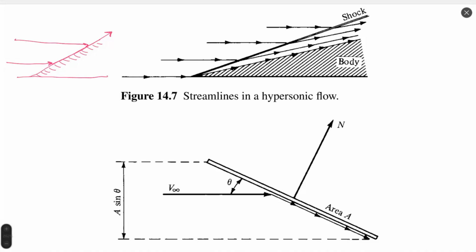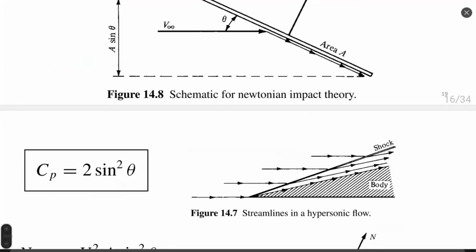Of course, we know that it's totally wrong for subsonic and supersonic flows, but this approach can be used for hypersonic flow because the shock wave angle and the body angles are close to one another. So we can use a similar approach to calculate streamlines or flow properties in hypersonic flow.